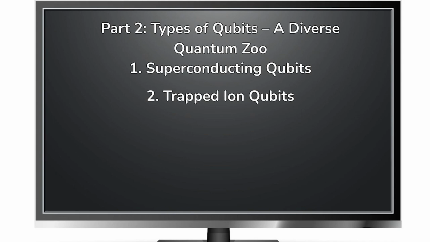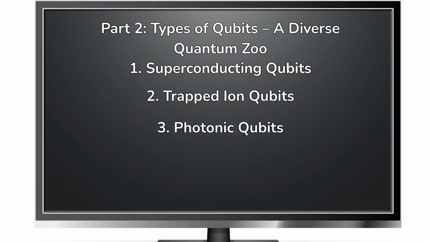2. Trapped ion qubits. These use individual atoms suspended in space using electromagnetic fields. Each ion acts as a qubit, and lasers are used to control and entangle them. Companies like IonQ and Honeywell are pioneering this approach. Pros. These qubits have very long coherence times. They're incredibly stable. Cons. They are slow. Manipulating ions takes time, and scaling up is difficult. Imagine trying to control hundreds of tiny atoms with dozens of precise lasers.